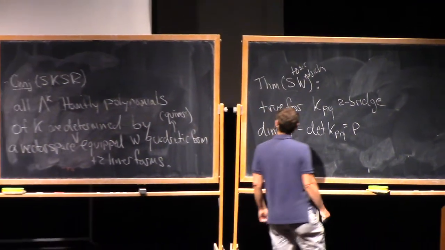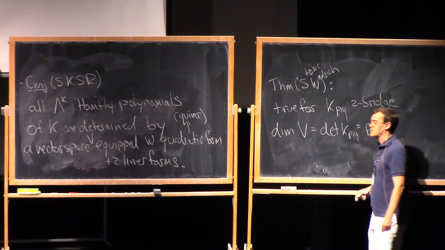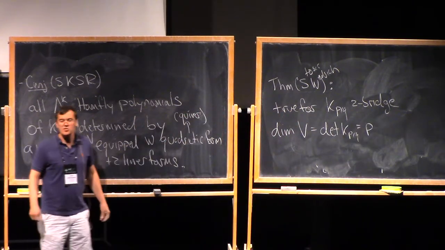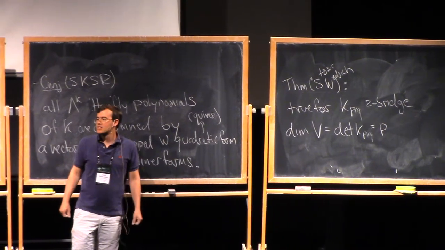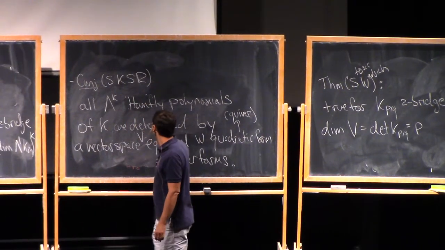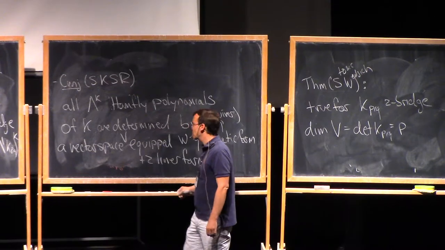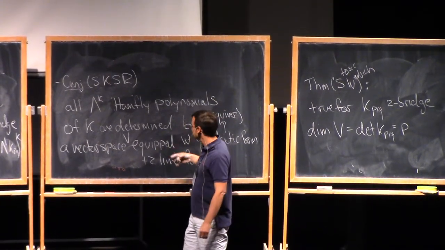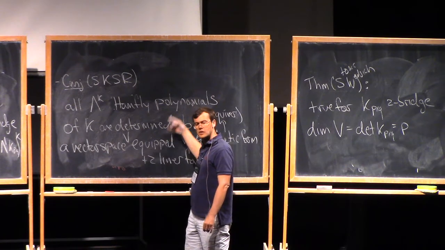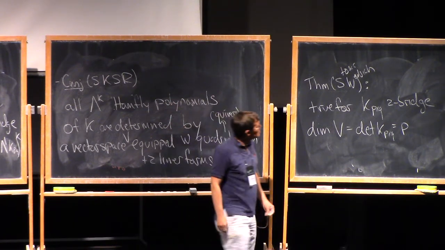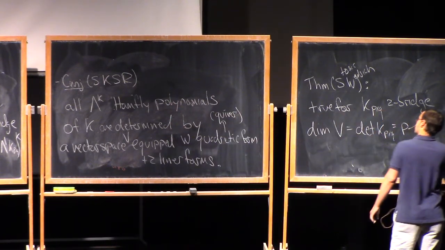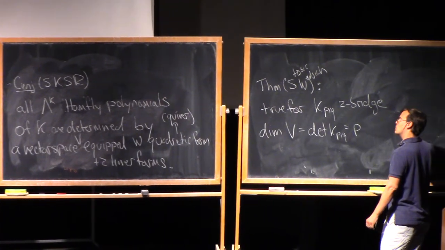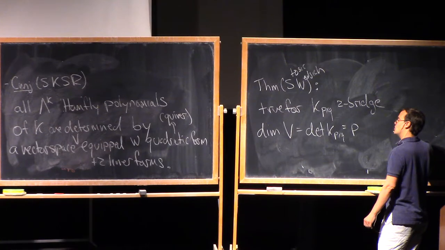Okay. And you might look at this and say, well, why should I believe it? Two-bridge knots are super special, and indeed they are. So it's a really interesting question whether this statement is true. This is an incredibly strong statement about these polynomials. It's an interesting question whether this is true more generally.